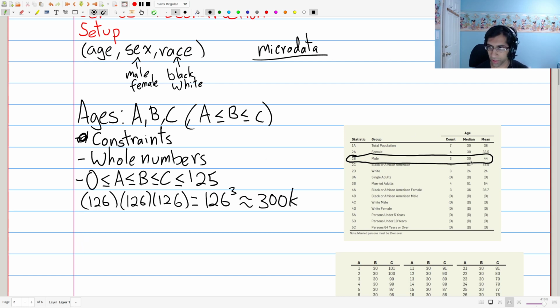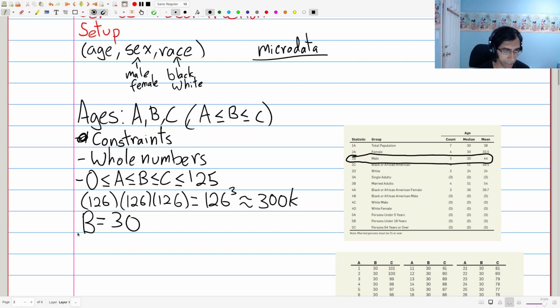We know that, first of all, the median is 30. Well, that implies exactly one thing, because there's 3 numbers and we know the median of them is 30. That tells us that B is equal to 30. Okay, so that's one thing we can say. So that narrows it down a bit. Maybe that makes it more like on the order of 126 squared, let's say, because the middle number is sort of fixed now.